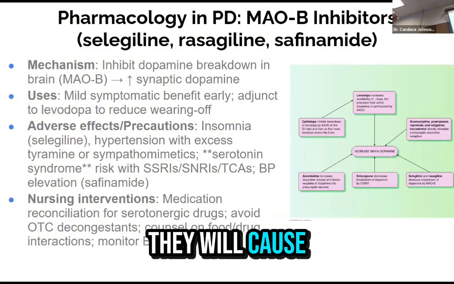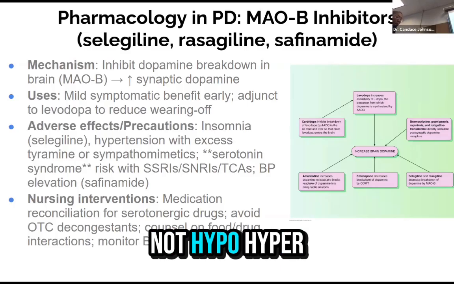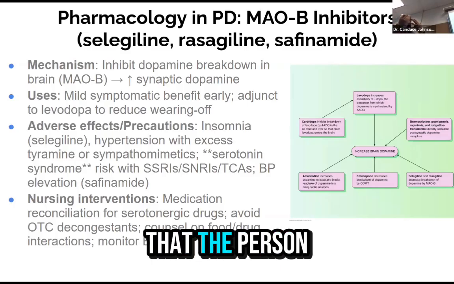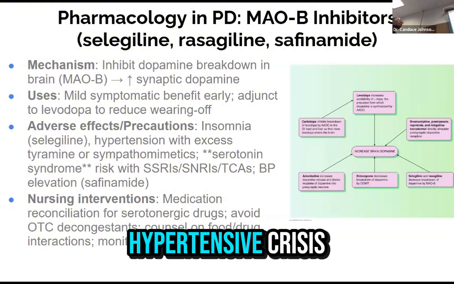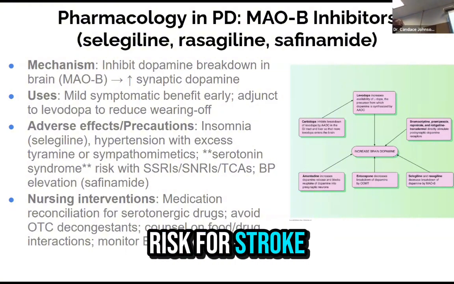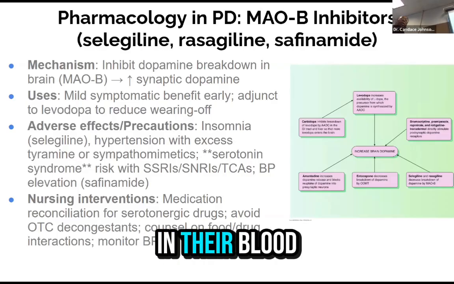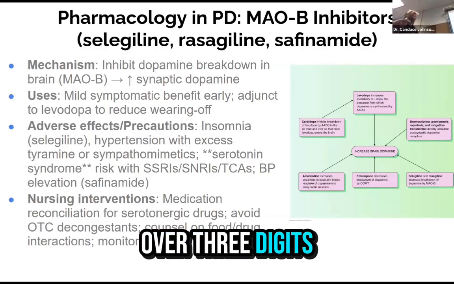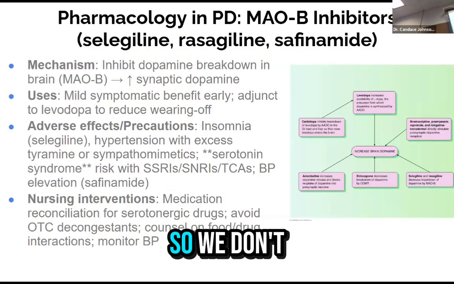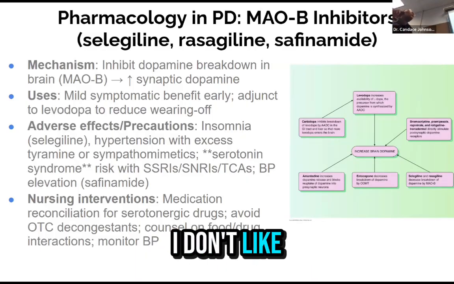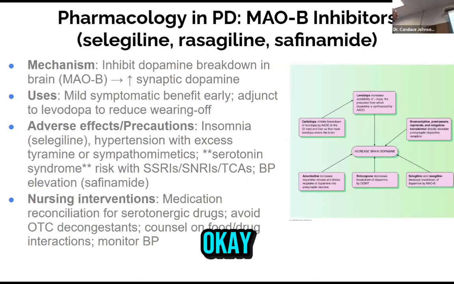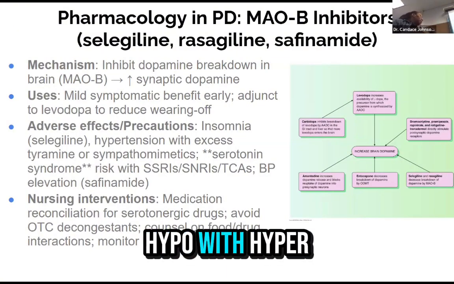Okay. They will cause hypertensive crisis, not hypo, hyper. So much so that the person could have a stroke or experience a hypertensive crisis, where a person who's not at risk for stroke suddenly has spikes in their blood pressure that are in the 3 digits over 3 digits. Okay. That's a crisis. So we don't want that in our patients taking MAO-B inhibitors. I don't like MAO-Is or MAO-Bs. Okay. They're problematic. So with that said, you want to look out for those adverse effects, and you don't want to mix hypo with hyper.